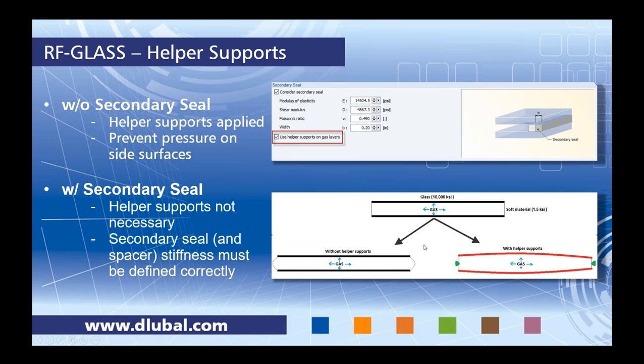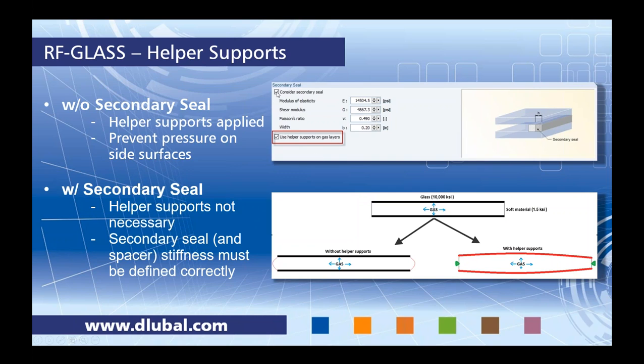Now, when we add in these helper supports, we add stiffness to the ends here, and we'll get more of a desired deflection with our glass panes. So that is the whole purpose of these helper supports. Now, remember, when you have the secondary seal unchecked, we automatically apply that in for you.